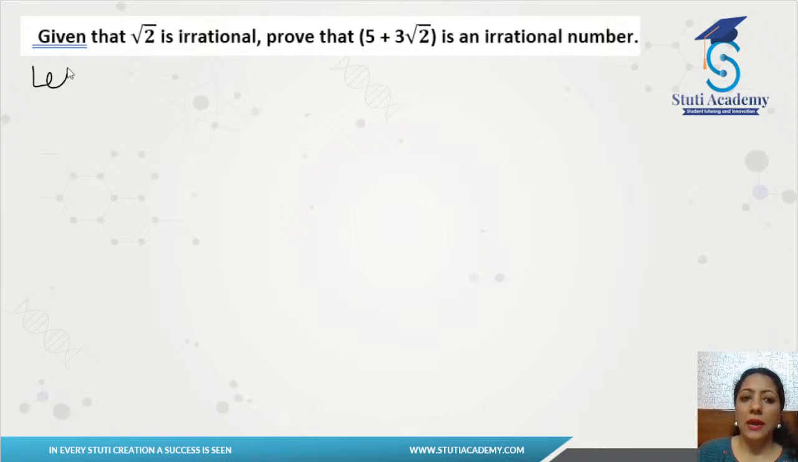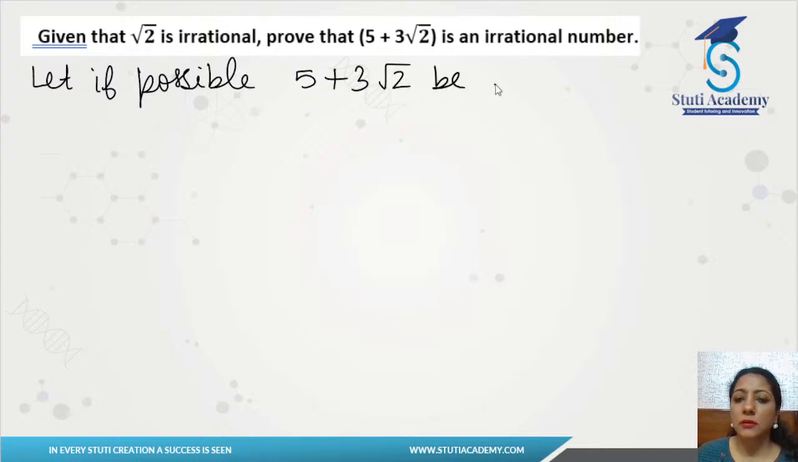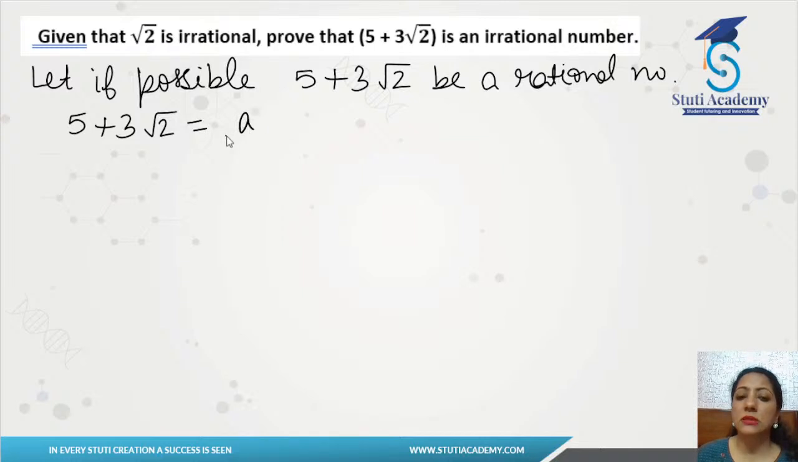So here we are going to start with: let, if possible, 5 plus 3 root 2 be a rational number. Now if 5 plus 3 root 2 is a rational number, we can write this in the form of a upon b, where b is non-zero. B being a denominator is not equal to 0.